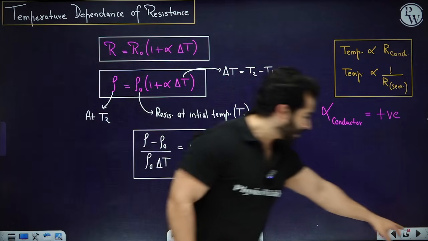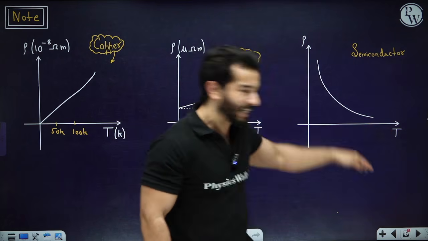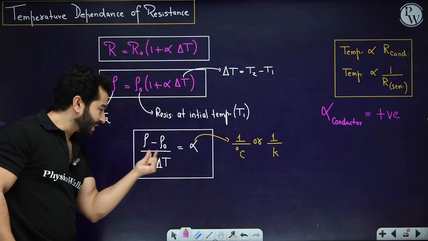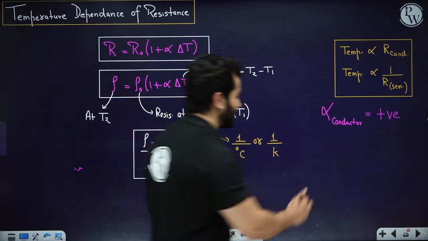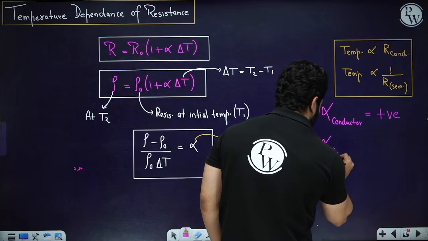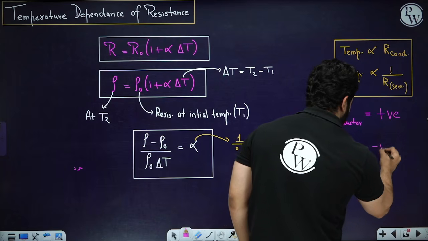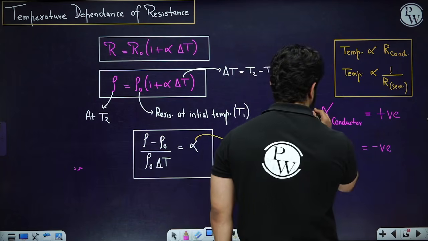But for semiconductors, we say that if temperature increases, resistivity decreases. So temperature increases, delta T is positive, but rho is less than rho naught, that means alpha will be negative. So for semiconductors, alpha will be negative. So again, you have got two more points and all of these are very, very important.